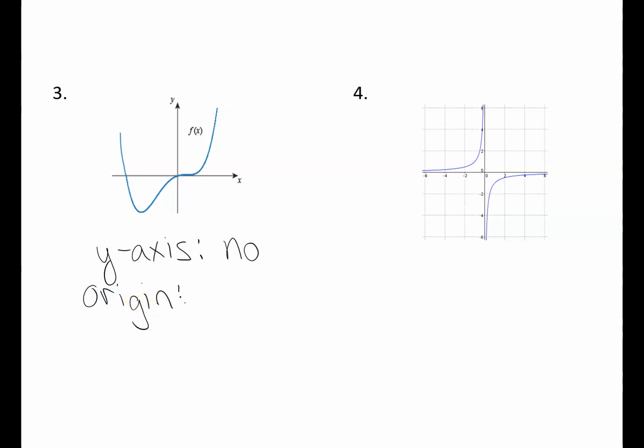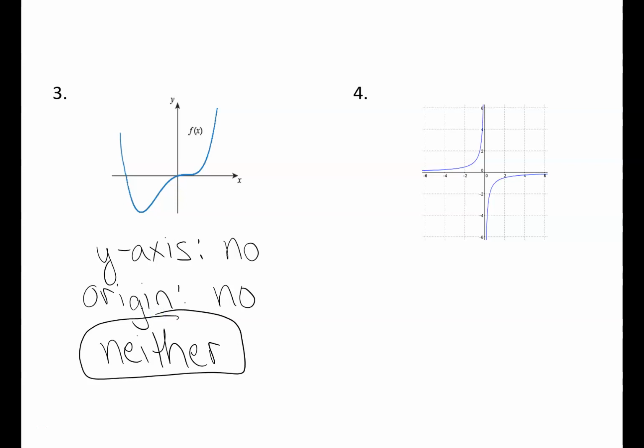Think about turning your paper upside down, and would this graph, the graph when you turn it upside down, look the same as the original? And it would not. These ends would be facing down instead of up. So no, it does not have origin symmetry. If both of those are no, your answer is neither. It is not even, it is not odd.